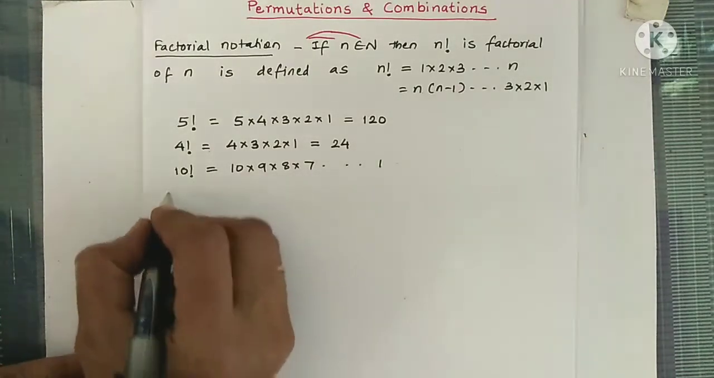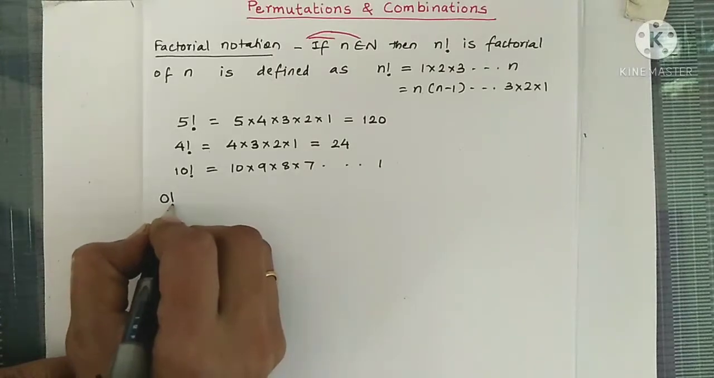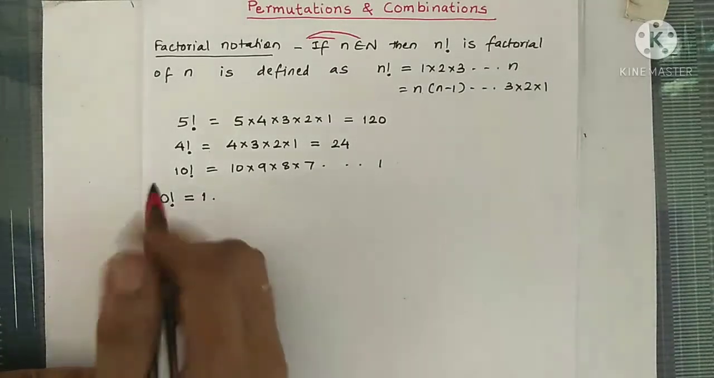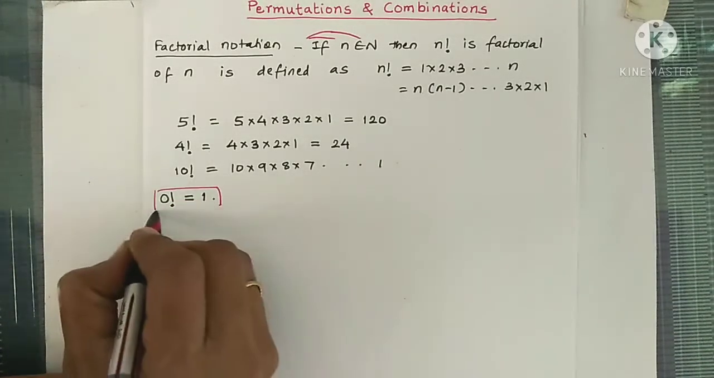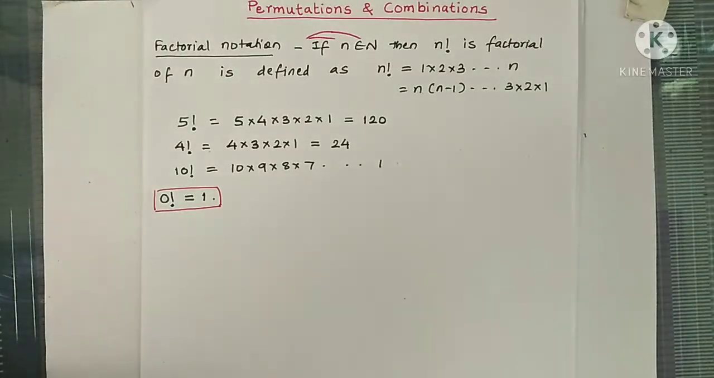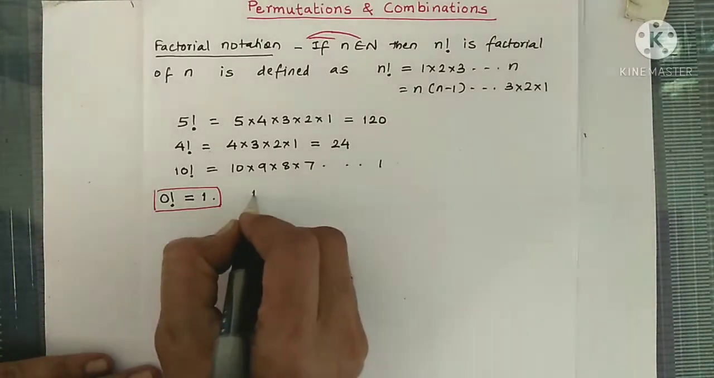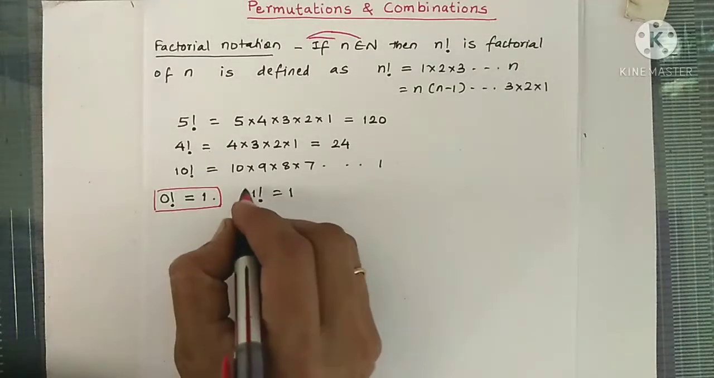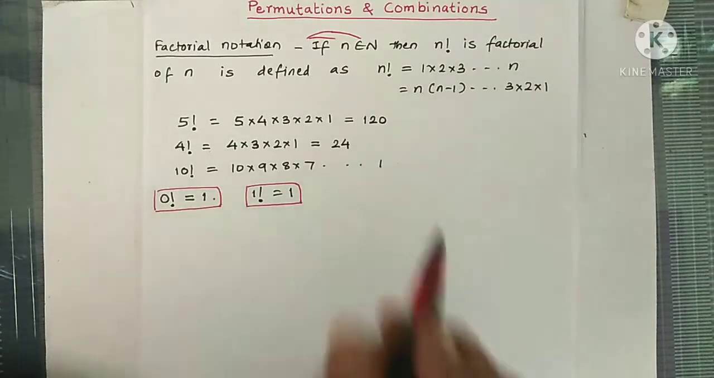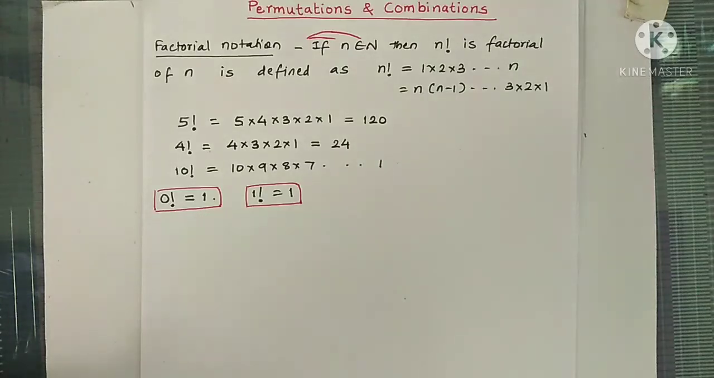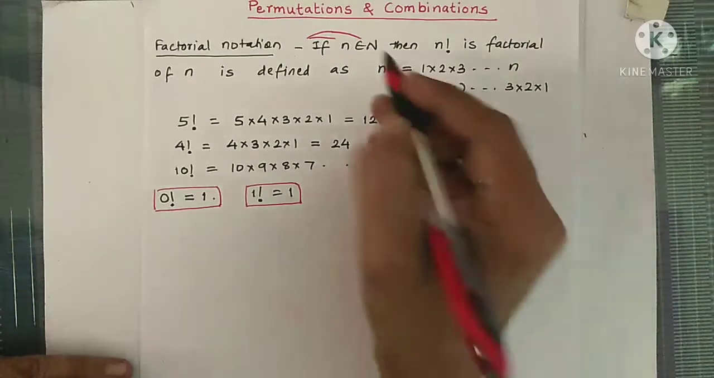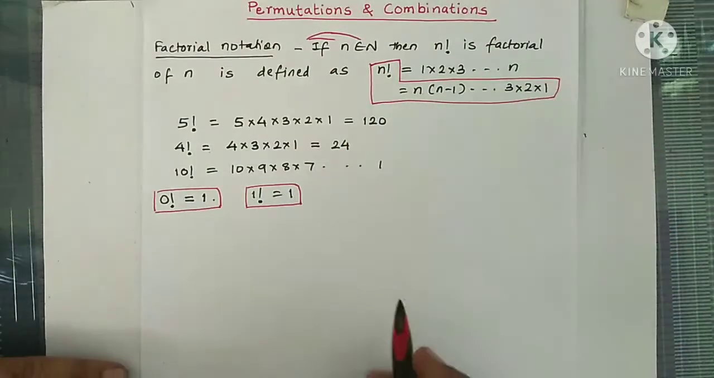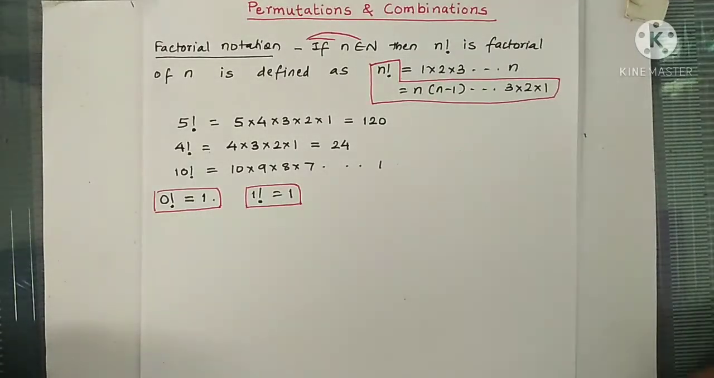Now 0 factorial, though 0 is not a natural number but a whole number, is defined as 1. This is one important thing we have to remember. It is defined like this. So 0 factorial is defined as 1, and 1 factorial, by definition, is also 1. For 1 factorial, start with 1, write the numbers up to 1, and the product is 1 only. So n factorial is n, n minus 1, and so on up to 1. 0 factorial is 1 and 1 factorial is 1.